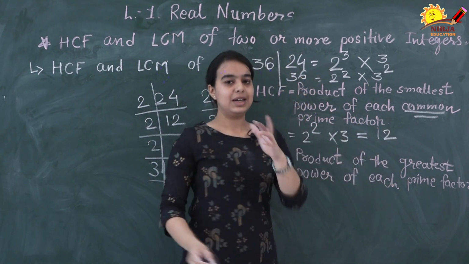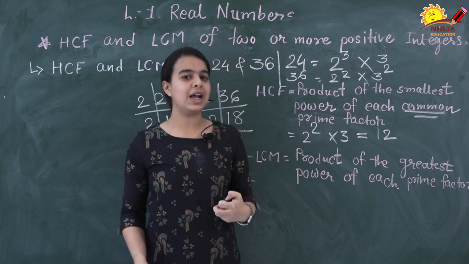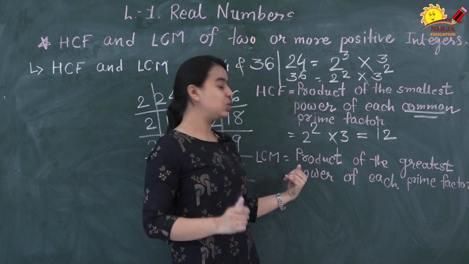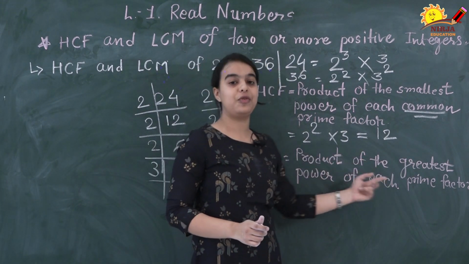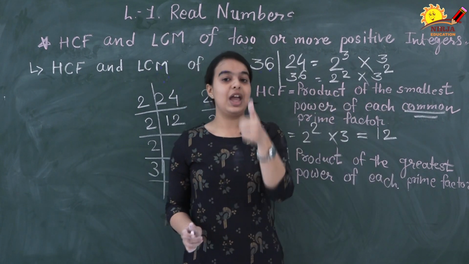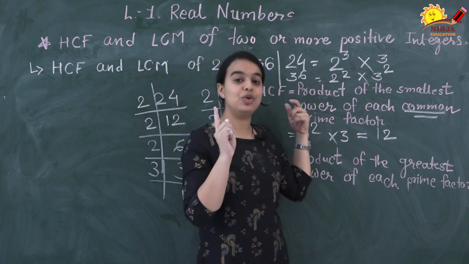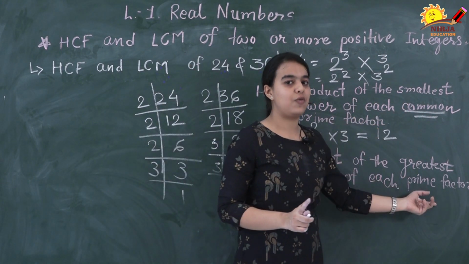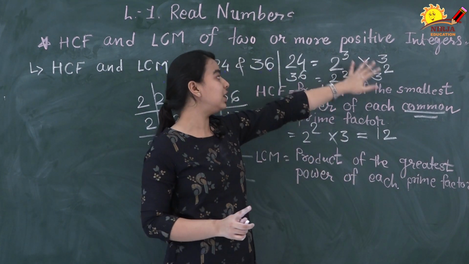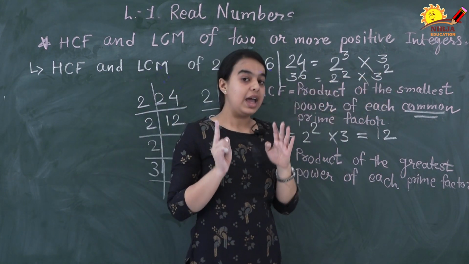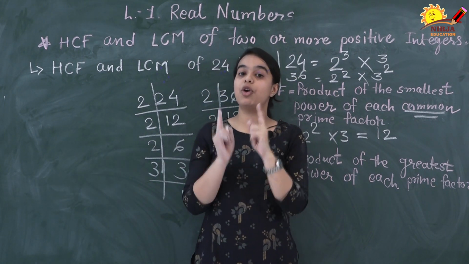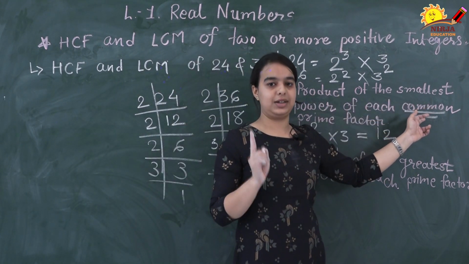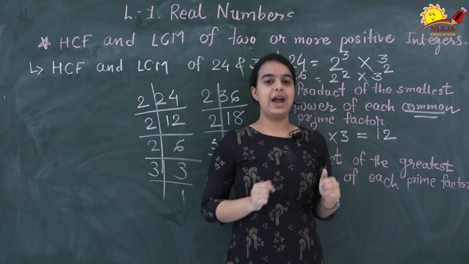12. Now it's the turn for the LCM. How to find the LCM? If you want to find the LCM, you need to take the product of the greatest power of each prime factor. While for the HCF you list only common prime factors, here it is each prime factor. So whatever factors you have got in your prime factorization, every prime factor you need to consider for the LCM, and for the HCF you need to consider only common prime factors. So keep these things in your mind.